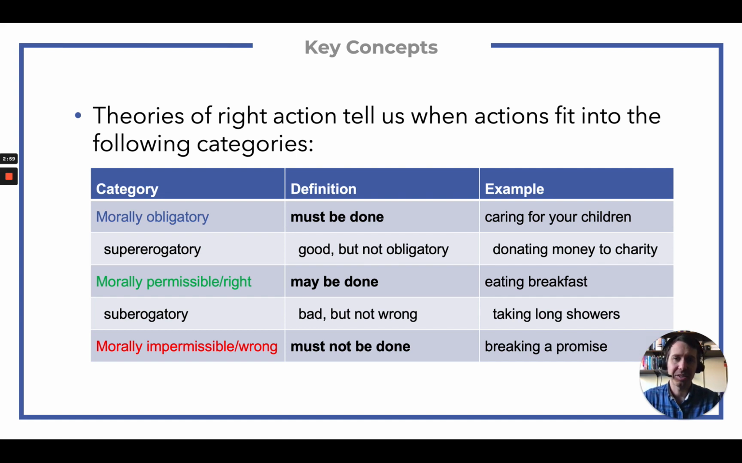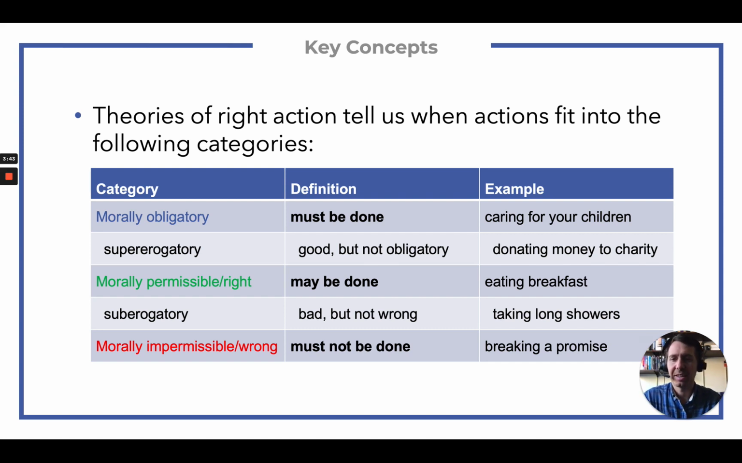So these theories of right action are all telling us when an action fits into one of the following categories. You'll see on the left, there are obligatory actions, permissible actions, and morally impermissible or wrong actions. And those are the main categories. There are also some categories in between those, like supererogatory acts and suberogatory acts. Those aren't particularly common, at least the terminology is not very common. The concepts might be kind of common. But anyway, we'll focus on the main categories: obligatory, permissible, and impermissible.